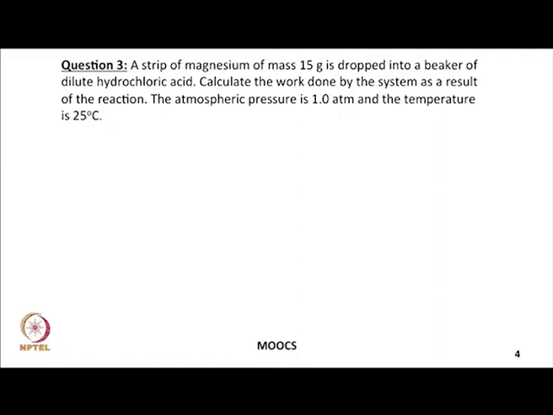Question 3: A strip of magnesium of mass 15 gram is dropped into a beaker of dilute hydrochloric acid. Calculate the work done by the system as a result of the reaction. The atmospheric pressure is 1 atmosphere and the temperature is 25 degrees Celsius. So, once again let us try to find out the information that is given and which we can make use of.